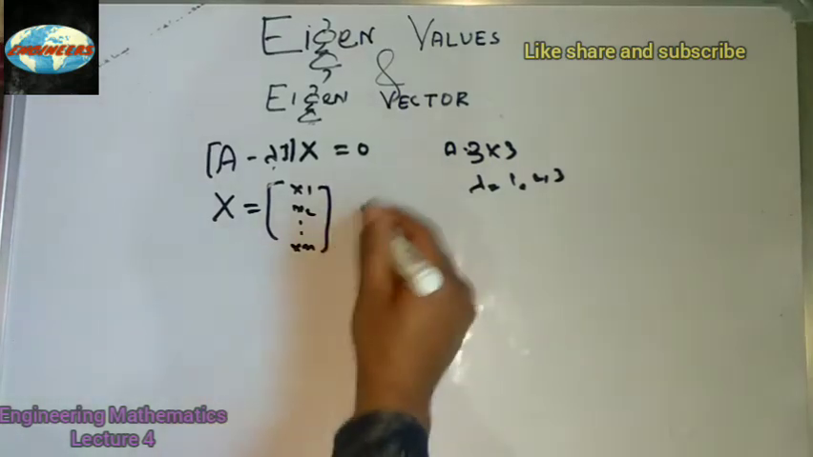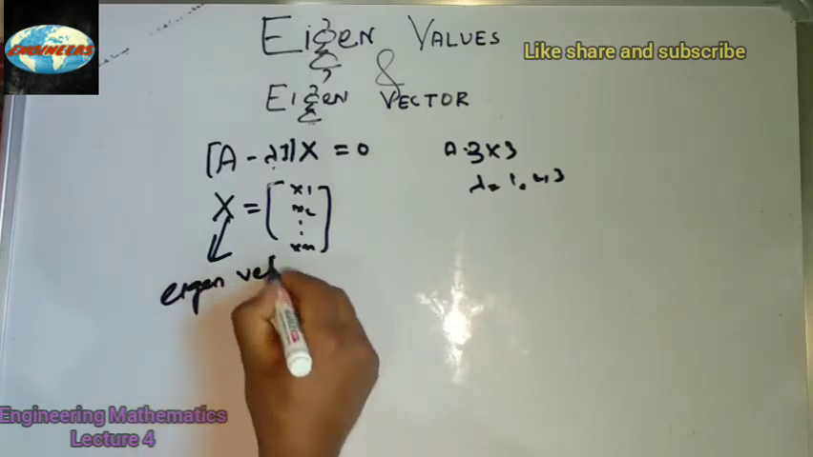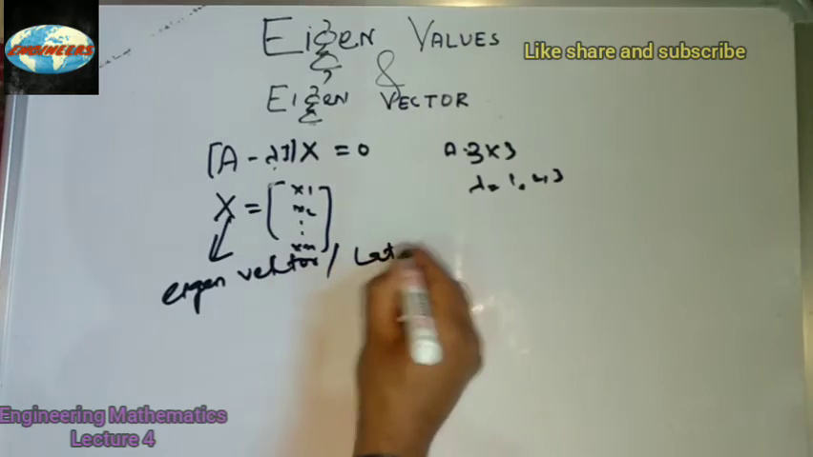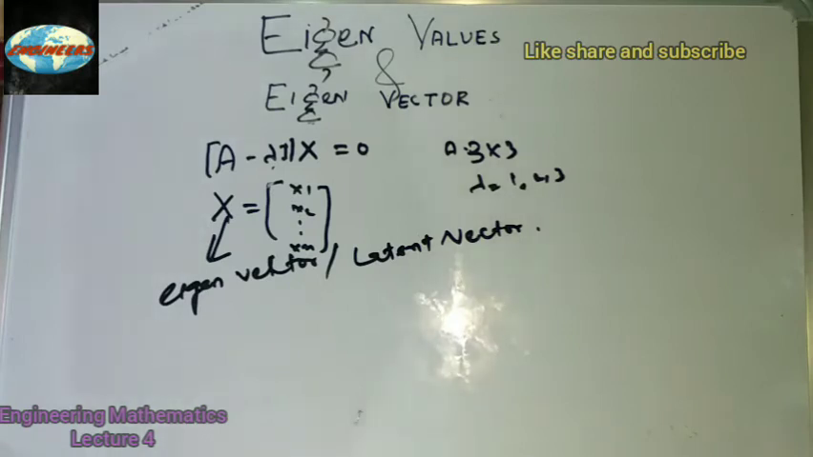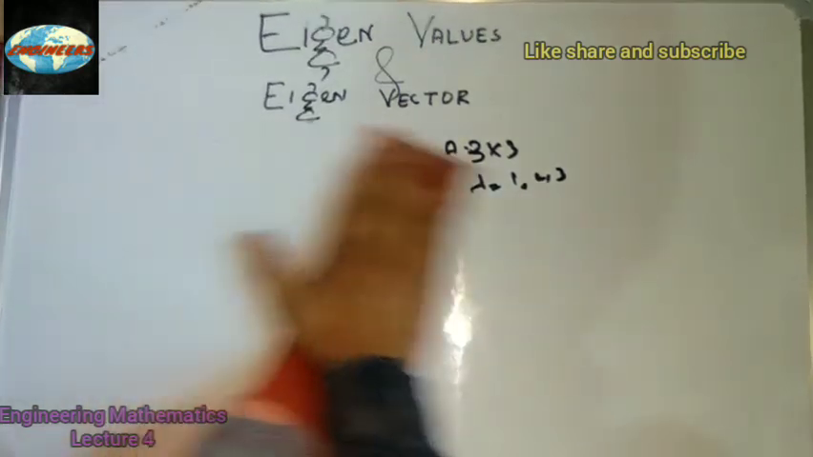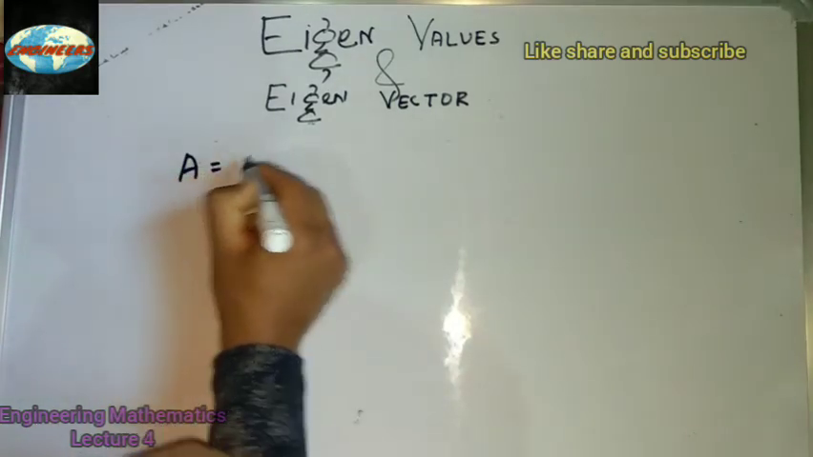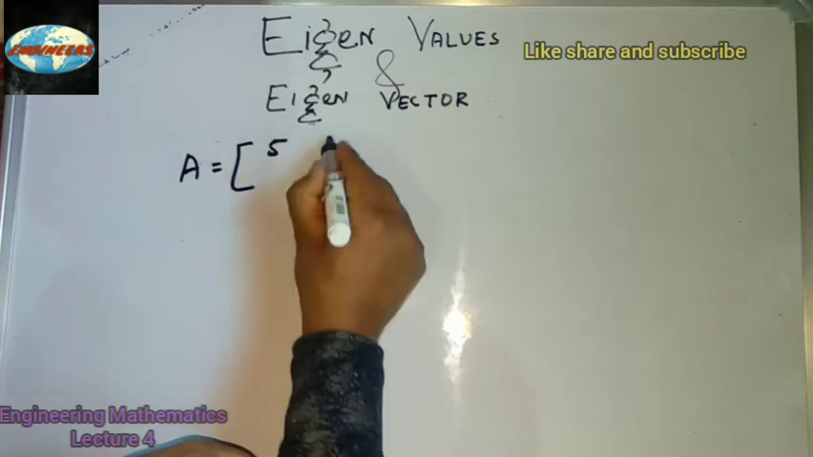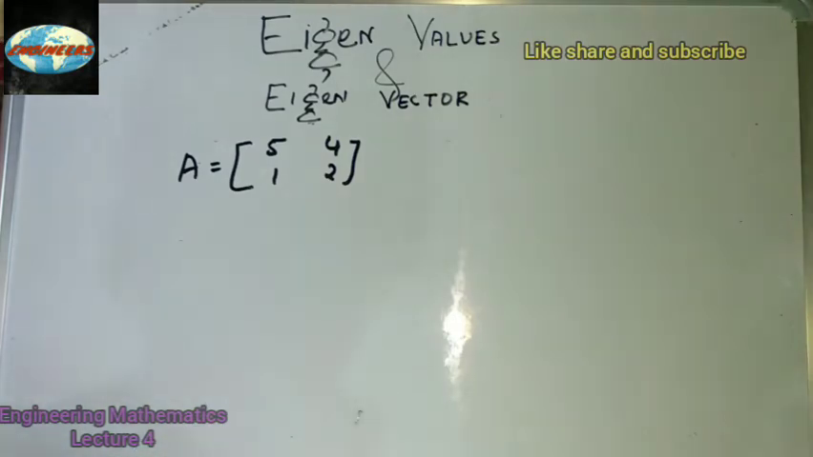This is also called an eigenvector, or latent vector. So this was the definition of what an eigenvector and eigenvalue are. Let's take one small example that will help you understand this better. Let A be a 2 cross 2 matrix: 5, 4, 1, 2. We are asked to find the eigenvalues and eigenvectors for this matrix.